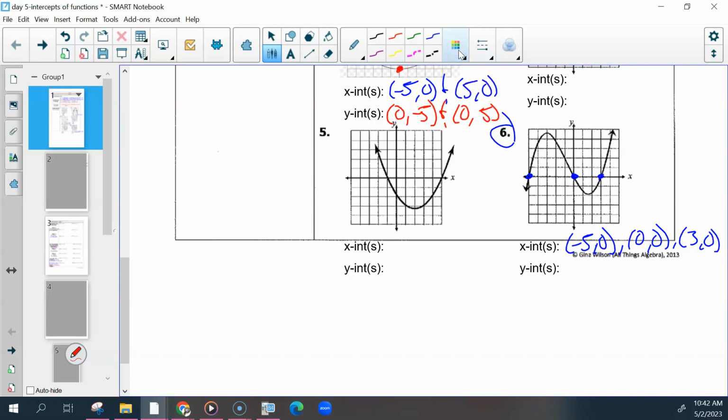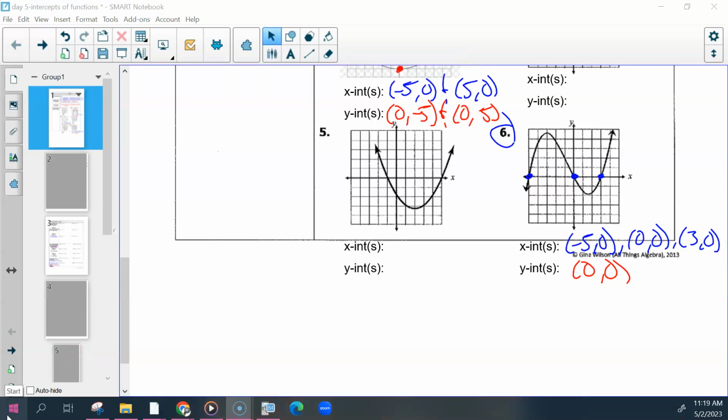What's the y-intercept? 0, 0. They share the same intercept. When we get back, we will talk about algebraic ways. Okay, let's continue. Did we have any questions on how to find it from a graph first?